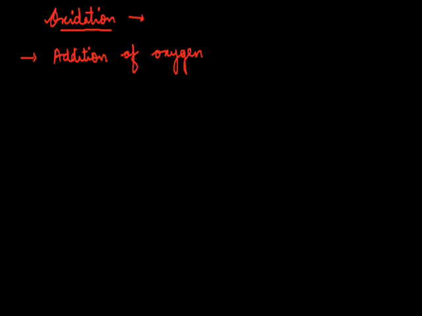For example, suppose carbon is combusted, or in the presence of oxygen when it is burnt, it will give carbon dioxide. So here we say as oxygen is added to carbon, this is the oxidation of carbon. So this is an oxidation reaction. For more examples, calcium on combining with oxygen will form calcium oxide. So any reaction which involves addition of oxygen is an oxidation reaction.